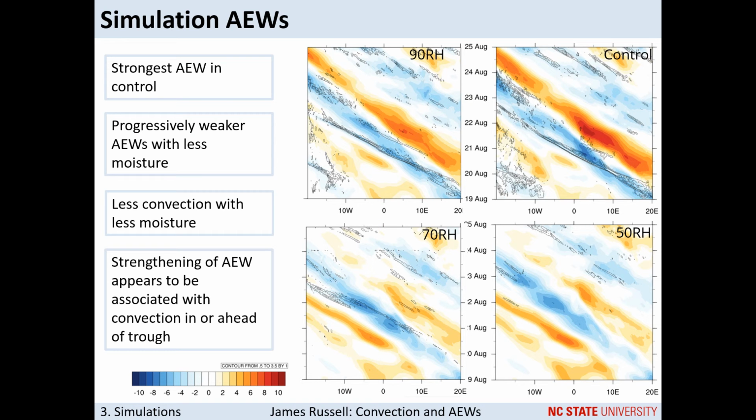And so if we look now at Hovmöllers of the same thing, so this is our control, our 90%, our 70%, our 50% simulation, you can see that we have a weaker wave as we go down in moisture. So here's our control, strongest wave, then we have some weaker meridional winds, and slowly they get weaker and weaker until we hit the 50% simulation.